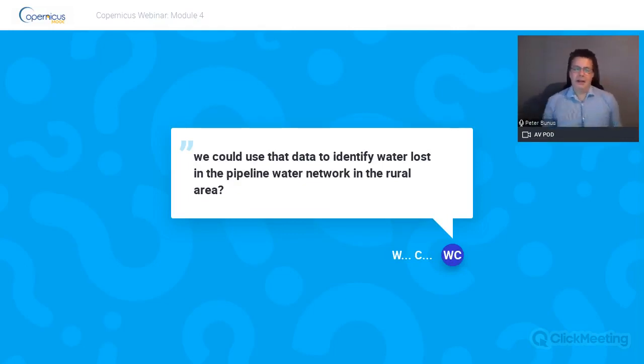I'm afraid I'm not qualified enough to answer this question. I don't know how we could identify water loss in a pipeline water network in a rural area. What one can do is a moisture analysis, so there are certain aspects by which you can detect water, but I'm afraid I cannot answer this question in detail.